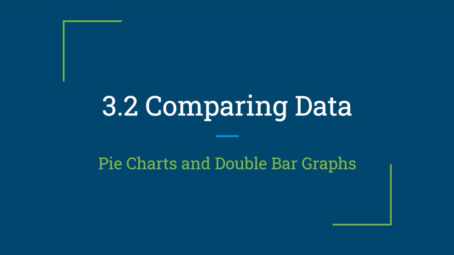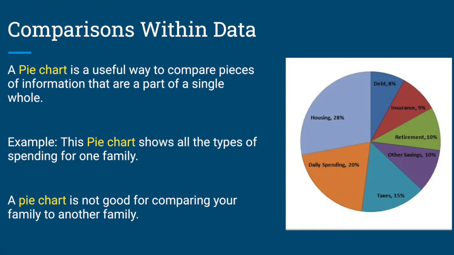Point 2, comparing data. Here we're going to be looking at pie charts and double bar graphs and when to use both of those. So if we're making a comparison within data, that means we're looking at a single data set. A pie chart can be a really useful way for comparing that information if all of the data pieces add up to one single whole.